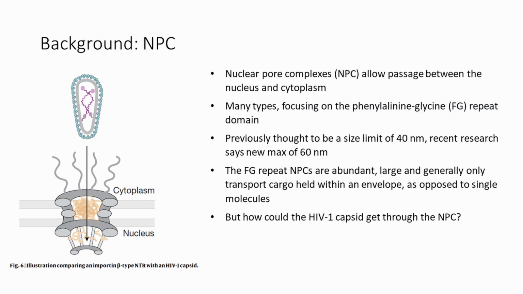It's important to note here that phenylalanine and glycine are both nonpolar amino acids, so FG repeats will have pockets of hydrophobicity. Previously, scientists thought that the central pore in the FG repeat nuclear pore channels was a maximum size of 40 nanometers. However, recent research from 2020 to 2022 suggests that this pore is actually 60 nanometers, which means it could potentially fit an HIV-1 capsid, which sits at about 60 nanometers in width, but it would be a tight squeeze. The FG repeat nuclear pore complexes are abundant, large, and they don't really have a lot of diversity in how they're made.